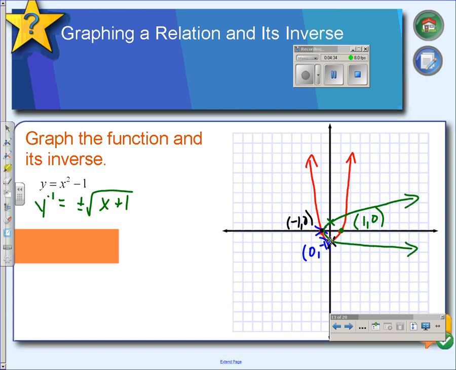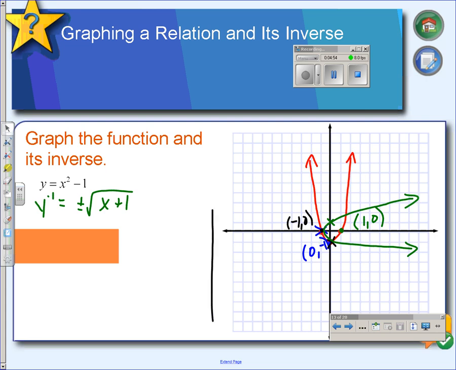Okay, doing the vertical line test, we can see that the red graph is a function because we're only touching one point at one time. But the green one, the inverse function, is not a function, so I guess I shouldn't have called it a function, because it's touching 2 points at once.